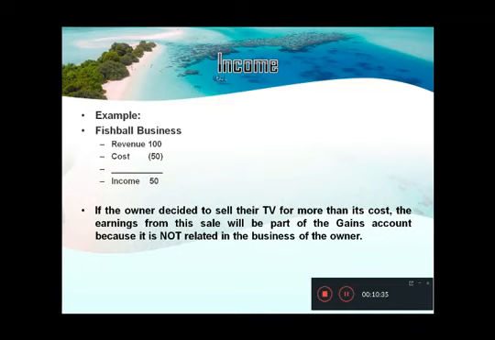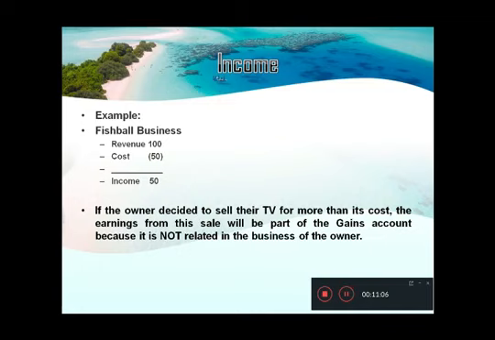Tapos, yung cost ng product natin, yung labor and materials. Tapos, yung income naman ay kita ng business minus yung mga related costs or expenses. So if the owner decided to sell their TV for more than its cost, the earnings from the sale will be part of the gains account because it is not related in the business of the owner.